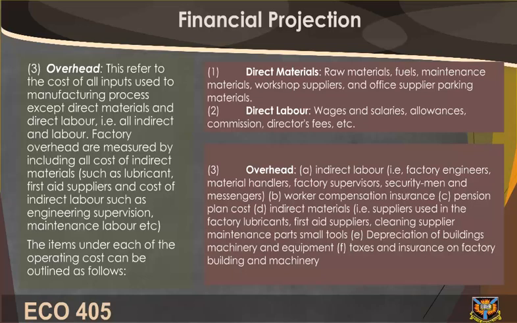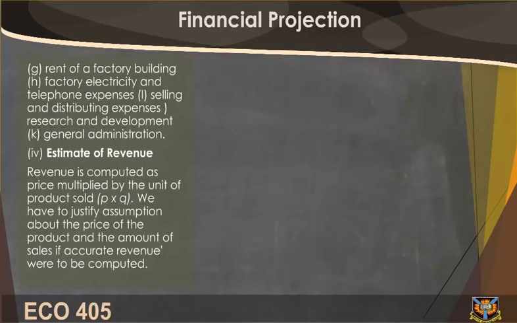A. Indirect labor, that is, factory engineers, material handlers, factory supervisors, security men, and messengers. B. Worker compensation insurance. C. Pension plan costs. D. Indirect materials, that is, supplies used in the factory, lubricants, first aid supplies, cleaning supplies, maintenance parts, small tools. E. Depreciation of buildings, machinery, and equipment. F. Taxes and insurance on factory building and machinery. G. Rent of a factory building. H. Factory electricity and telephone expenses.